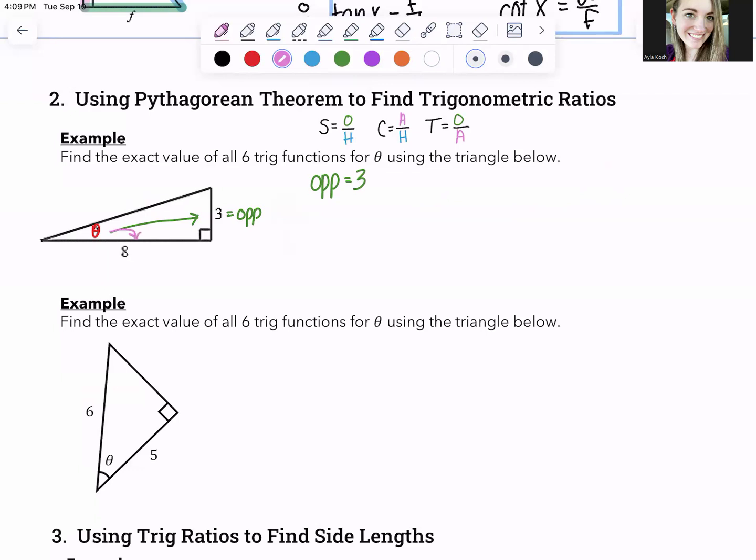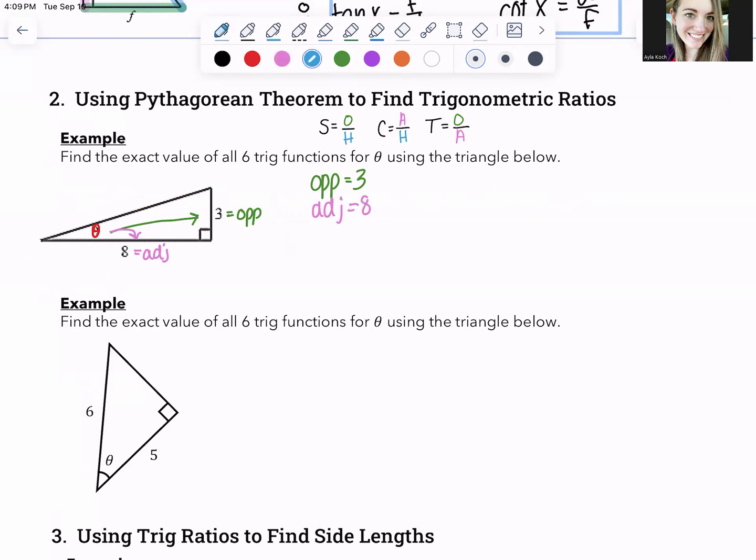Right next to it, and when I say adjacent, there are 2 sides that are right next to theta, but one of them is the hypotenuse. So that's always going to be the hypotenuse. The adjacent leg is the leg that's next to the right angle and theta. This side over here, right next to theta, that's the adjacent side. So adjacent is equal to 8. The hypotenuse is what we need.